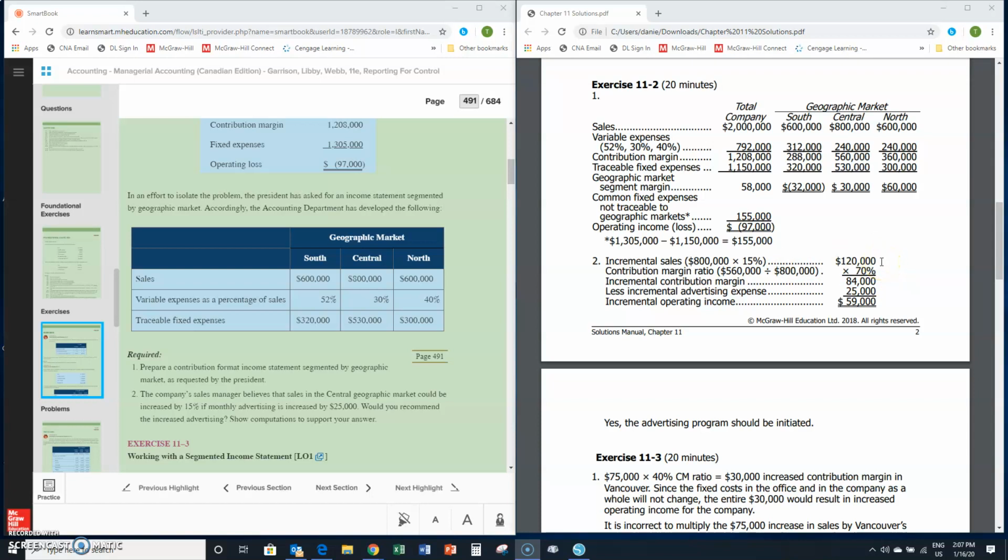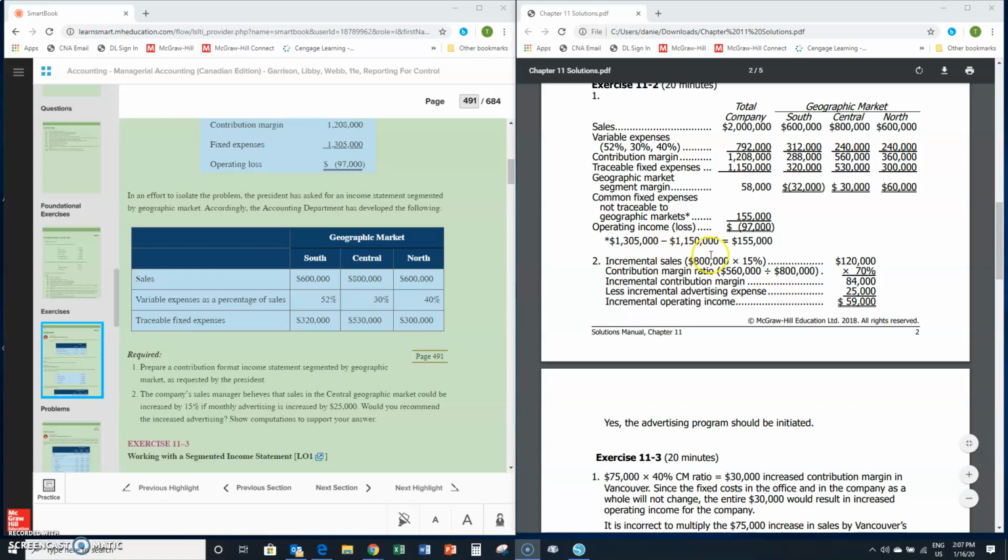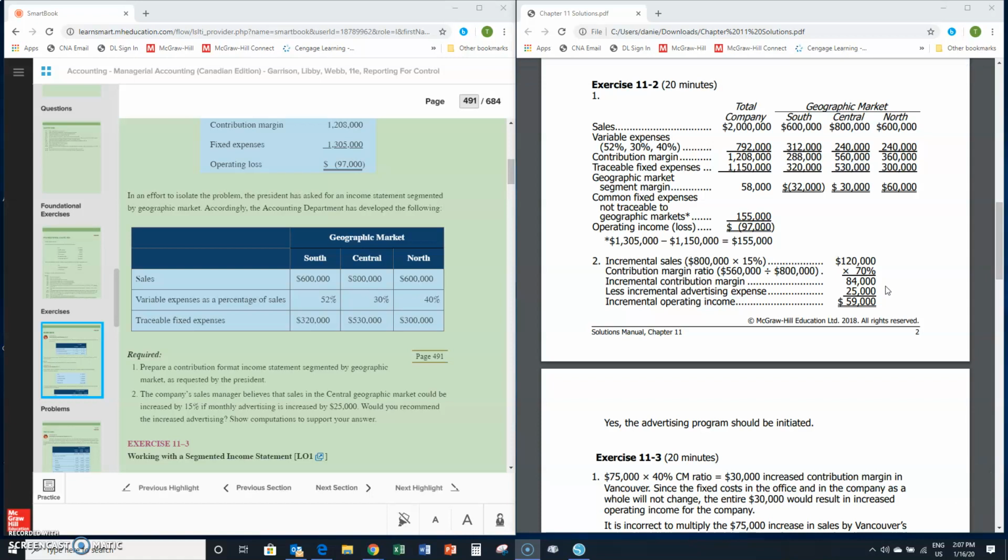How much of that would go to contribution margin? So we multiply it by contribution margin ratio, and that is just the contribution margin divided by sales. So if you take that, you get 70%. So 70% of the increase in sales is 84,000. So that's the incremental contribution margin. That's how much the contribution margin would change based on that increase in sales. So we would increase 84,000. The cost of the advertising is only 25,000. So therefore our income would increase, but because fixed expenses would stay the same.